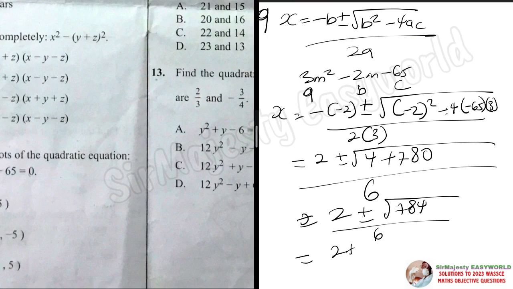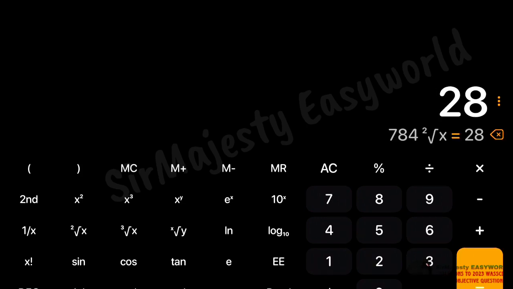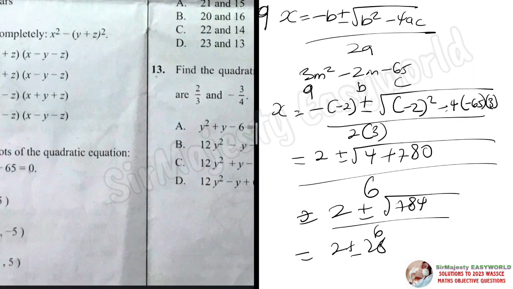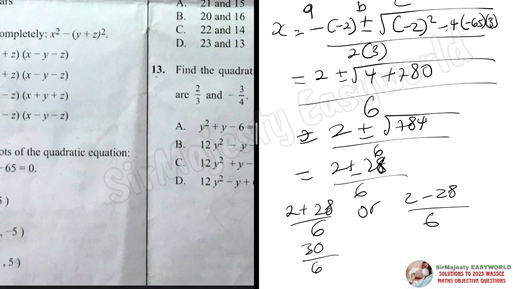So the root of 784, let's solve that. The square root of 784 is 28. So this will be 2 plus or minus 28 divided by 6. I'm going to start with the first one. That's either 2 plus 28 divided by 6 or 2 minus 28 divided by 6. 2 plus 28 is 30 divided by 6, or 2 minus 28 will give us minus 26 divided by 6. So 30 divided by 6 will be 5, or minus 26 divided by 6 will give us minus 4.33.